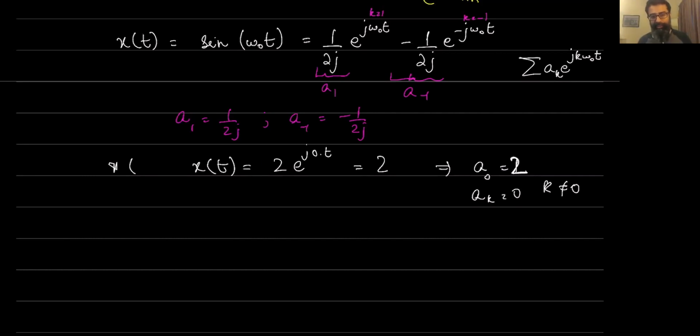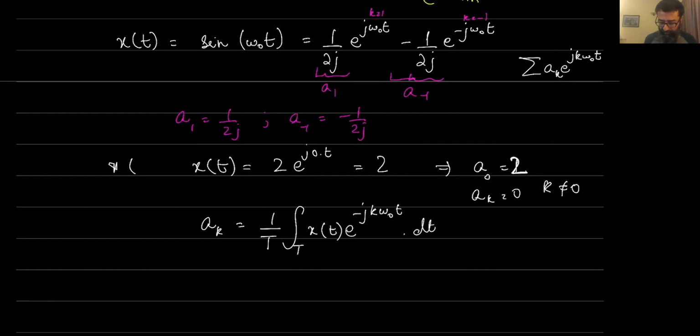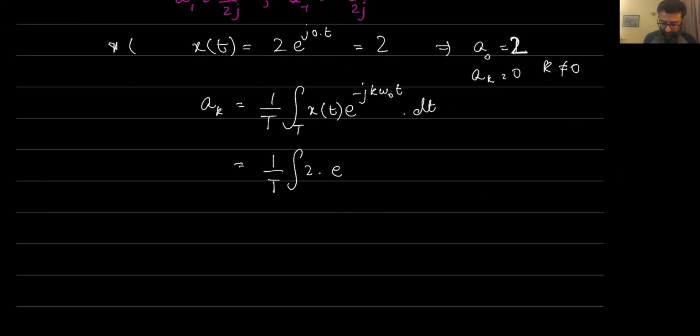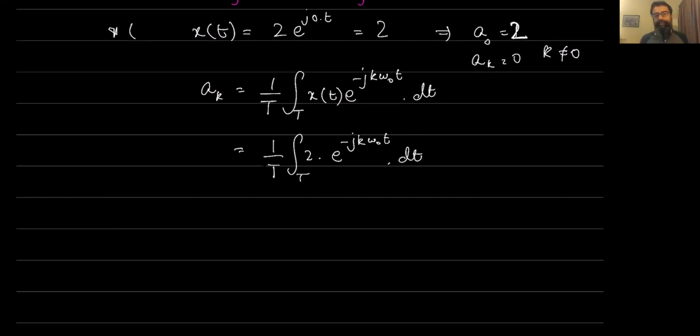If you do this with the analysis equation, could you have found the answer? So when I say analysis equation se karte, what I say is ak is actually equal to 1 upon T integral over T x of t e raised to power minus j k omega naught t dt. Right? But x of t is just 2. So is integral ka result kya hai?